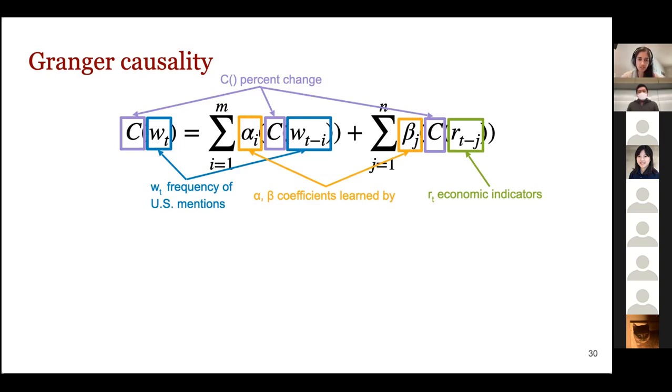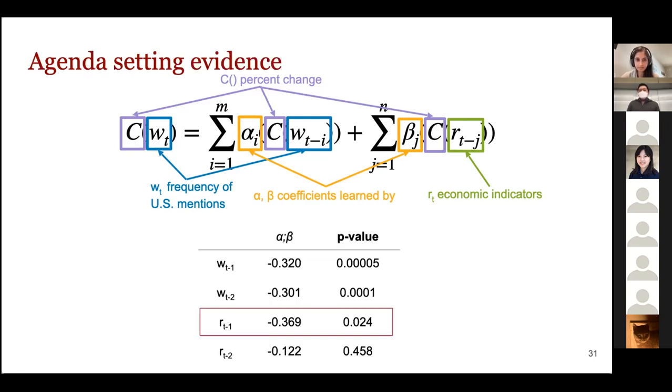And what we pay attention to is the coefficients learned by the model. So if the model assigns a non-zero coefficient to the economic data, that implies that the state of last month's economy is a significant predictor of the state of this month's US news coverage. And then we could conclude that there's a Granger causal effect. So this is what we see when we fit this model.